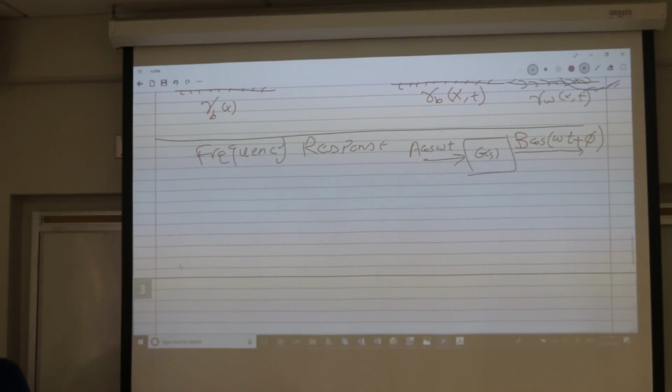So let's look at this here. If this is your input, u, and it's a sine wave, with some speed and amplitude, this is your A.